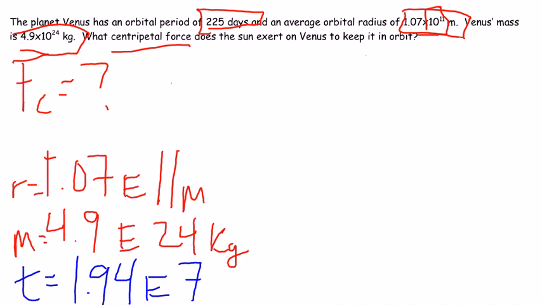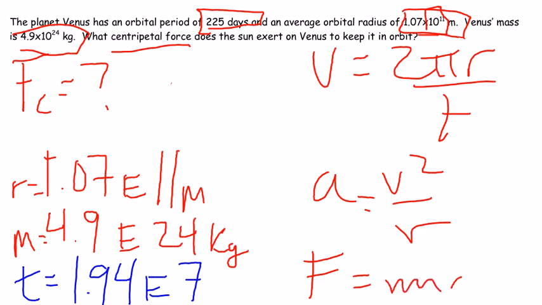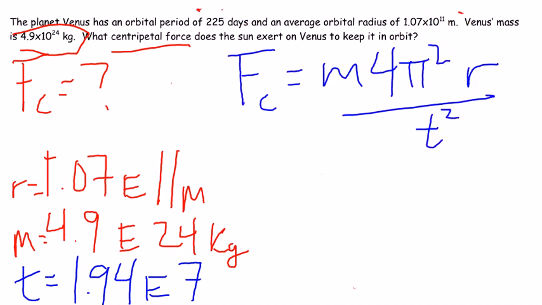So now that we have that, we can now solve for the centripetal force. Now you could do solving for velocity first, doing 2 pi r over t. Okay, then you could do centripetal acceleration as v squared over r. Okay, and then you could do force equals mass times acceleration. That should be a mass, or an m. There we go. And get your answer. Or you can just use the formula on a formula sheet that looks like this. Boom. So we have centripetal force equals mass times 4 pi squared r over t squared.